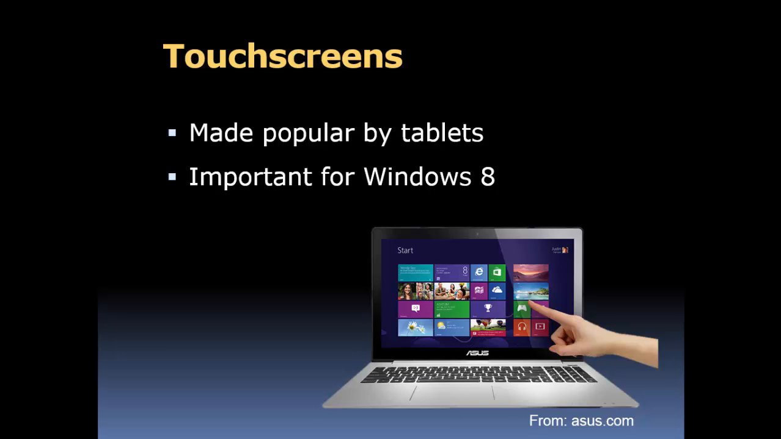Because of the popularity of things like iPads and tablets, more and more laptops are adopting touch screens, which makes it easier to point out things. Instead of just using the mouse and the keyboard, you can just touch the screen as you can on an iPad. And this is very important for things like Windows 8. The Windows 8 operating system was really designed for a touchpad type system, a touch screen type system.